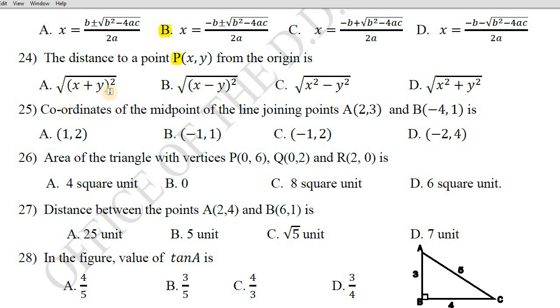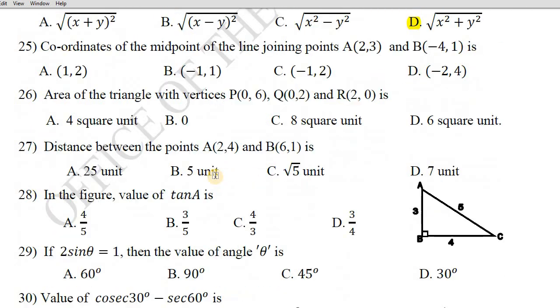So root of (x plus y) whole square, wrong it is. Root of (x minus y) whole square is also wrong. And root of x square minus y square is also wrong. So option D is correct. Root of x square plus y square is correct. And in one question paper they have asked, instead of x comma y, as alpha and beta. In that case it will be root of alpha square plus beta square.